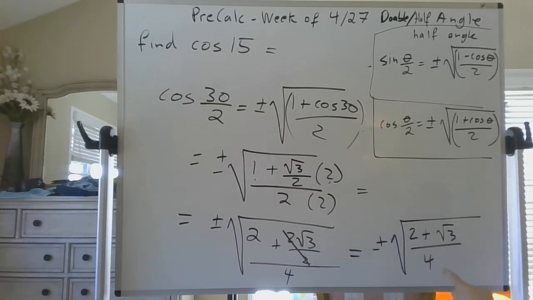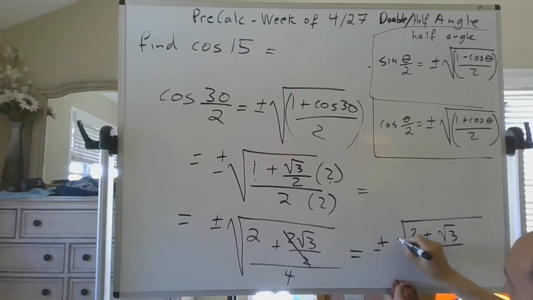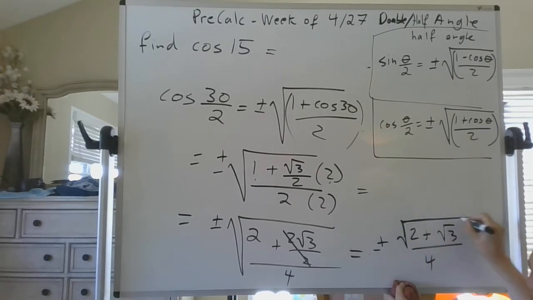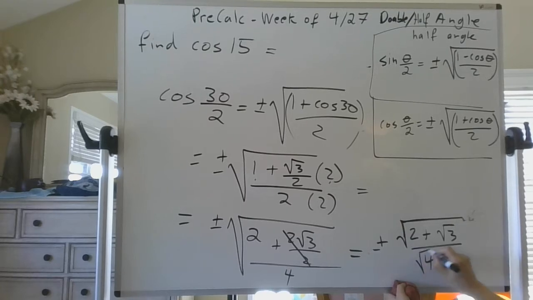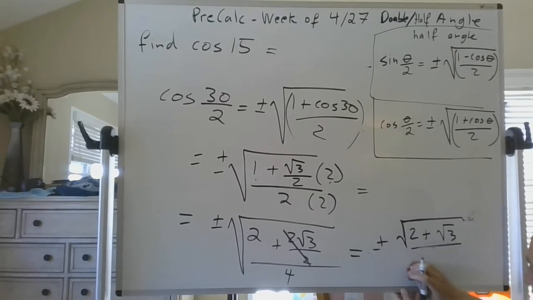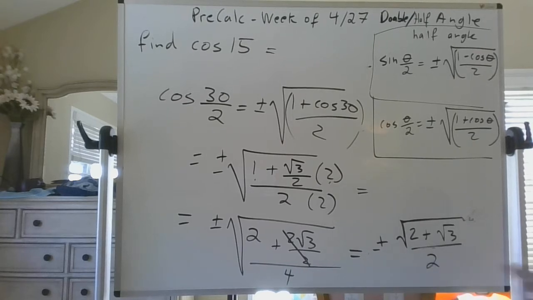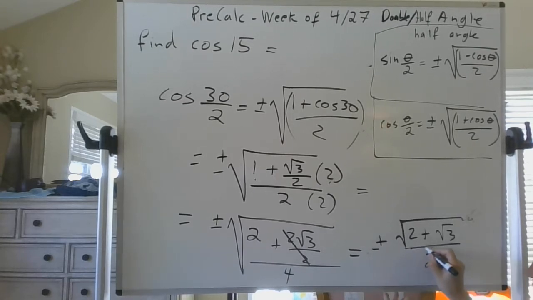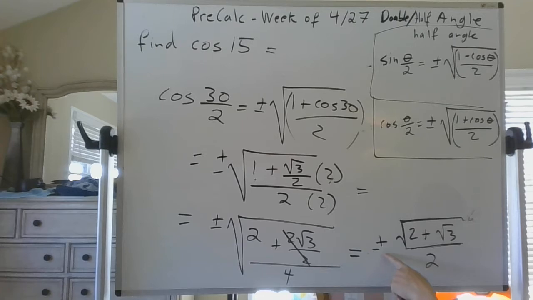All right, take a good hard look at that, because now I'm going to rewrite this. If I have the square root over the whole thing, I can separate that square root. In doing so, I will see that the square root of 4 is just basically 2. And we have our answer, but we're not quite done, because over here it says plus or minus.